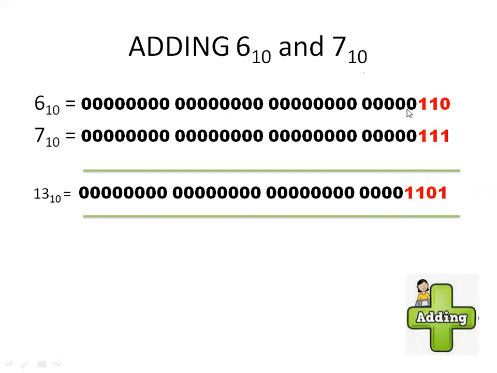While adding 1, 0 and 1, you get the value 1. And what about 0 plus 0? 0 plus 0 is 0. So in this way, we get the result 30.